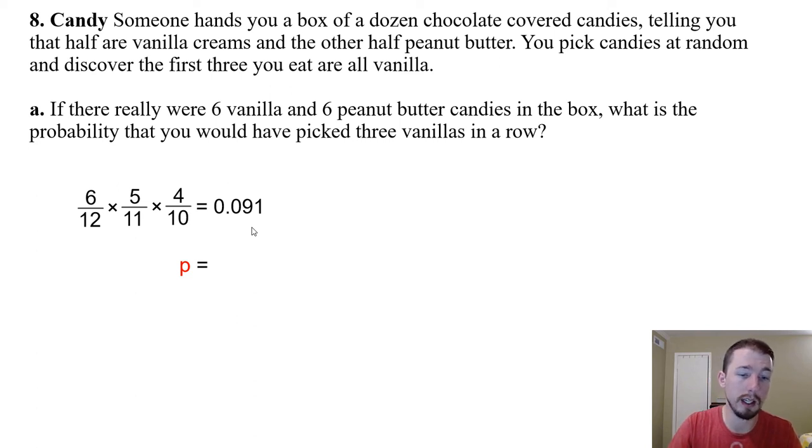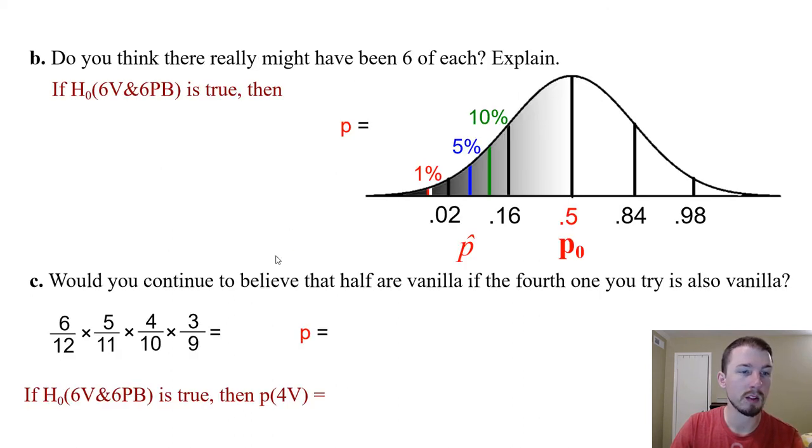Now, if we set an alpha level of 5%, then 9%, even though it's unusual, would not be rare enough for us to call BS, right? And to conclude that there really are not 6 vanilla and 6 peanut butter. So our p-value in this case would be 9%. So do you think that there really might have been 6 of each? Well, if the null hypothesis, which is that there were 6 vanilla and 6 peanut butter, is true, then the probability of having 3 vanilla in a row would be 9%. So that would be about right here.